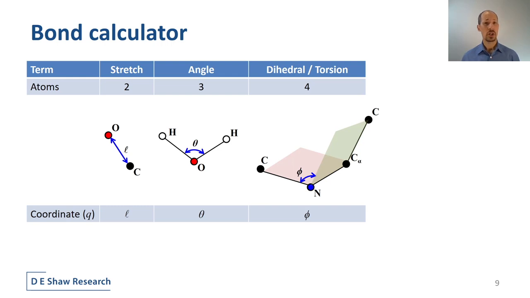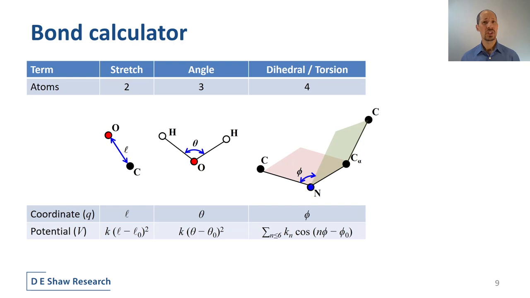Thus, a stretch term is expressed in terms of a bond length, an angle term in the angle between two bonds, and the dihedral term in the angle of rotation around a central bond in a 4-atom chain. Potential functions for each of these coordinates result in forces among the atoms participating in the corresponding bond. The Anton 3 bond calculator computes each of these common bond terms efficiently in hardware, work formerly performed by hand-tuned GC code. The operation of the bond calculator is simple in principle.